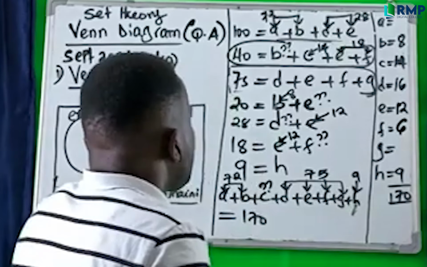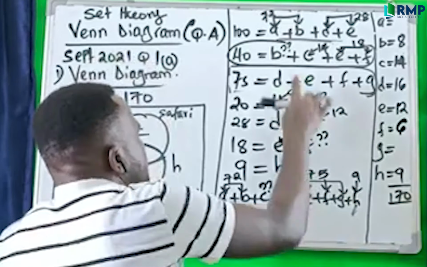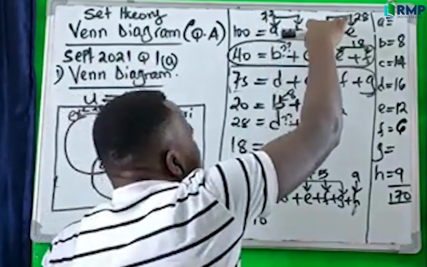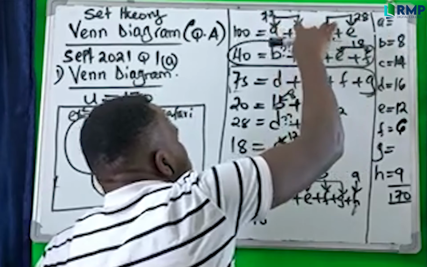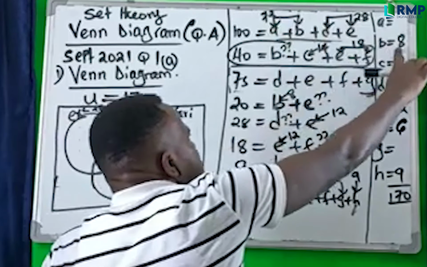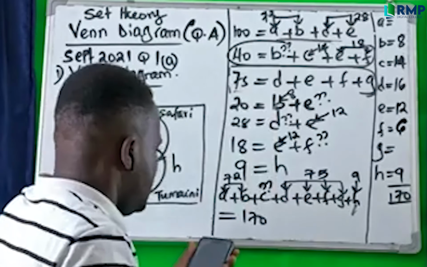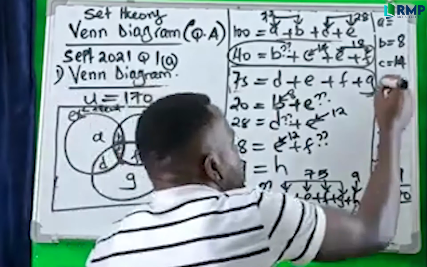Which other equation? I can use the first equation to get the value for A, because already I have B. A plus B is 72. B alone is 8. So 72 less 8, you get A, because the two is 72, but B is 8. So if I know B is 8, 72 less 8, and my A is 64.